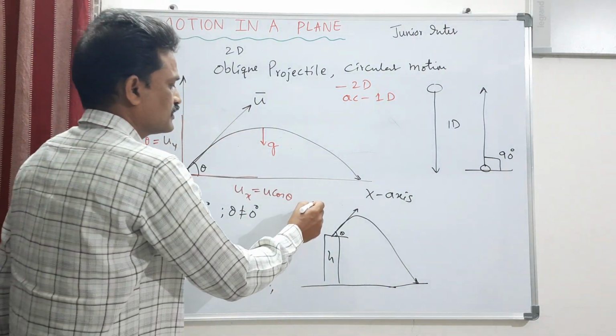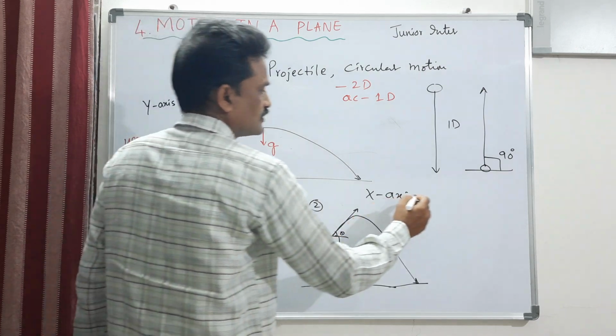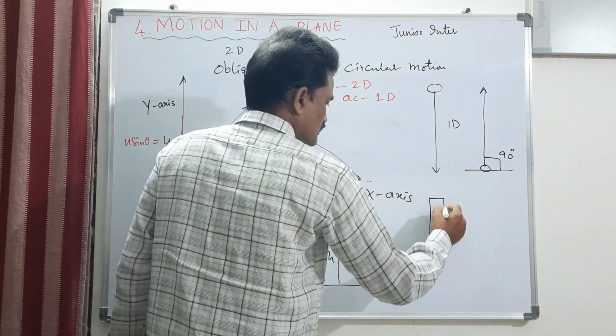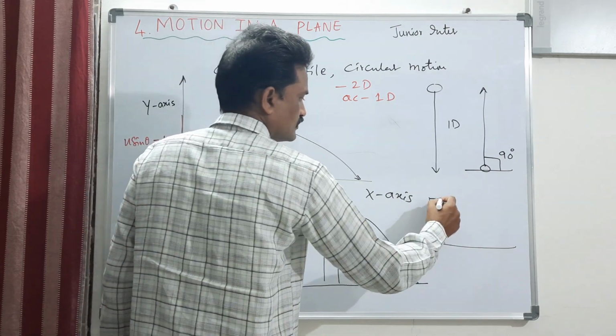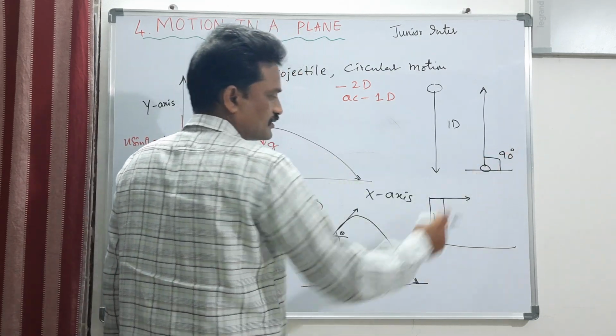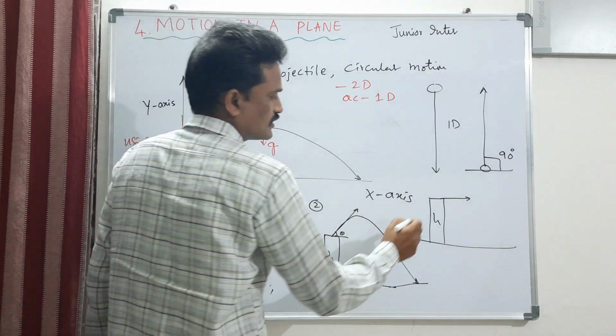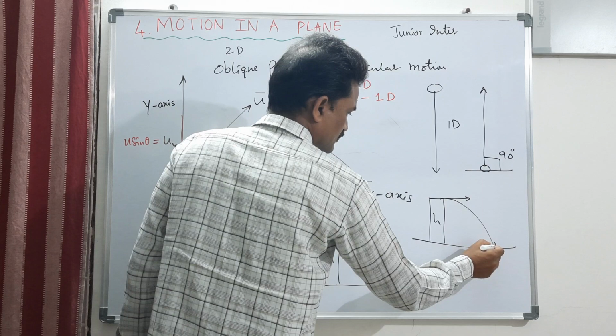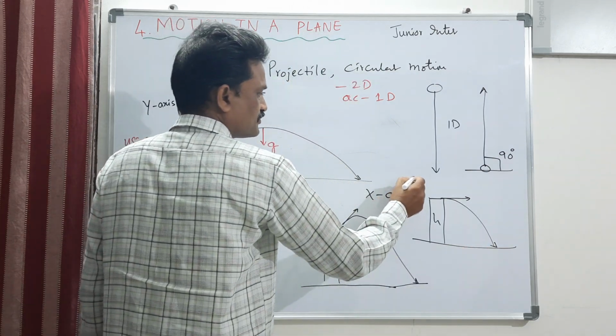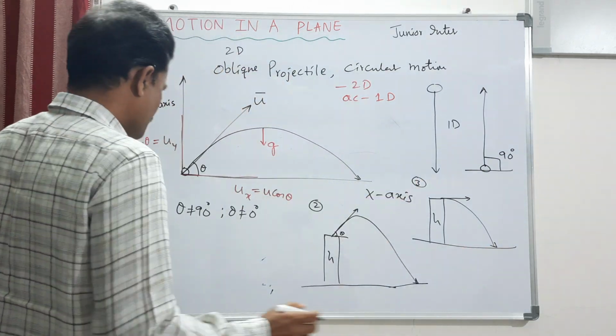This is the second type. The third type is you can throw something horizontally from a certain height edge. So instead of going parallel to the ground for infinite distance, because of the gravitational attraction, it has to fall back on the ground. This is the third type of projectile. In this way we can continue.